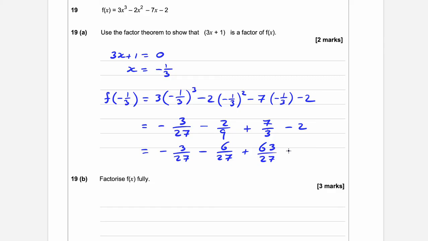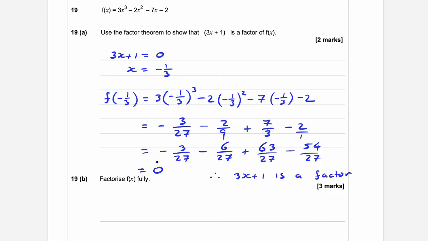And this is 54 27ths, because it's just 2. Bottom times 27, top times 27. Minus 3 minus 6 is minus 9. Minus 9, 63 minus 9 is 54. That equals 0. So then to show that it's a factor, I can say, therefore, 3x plus 1 is a factor.